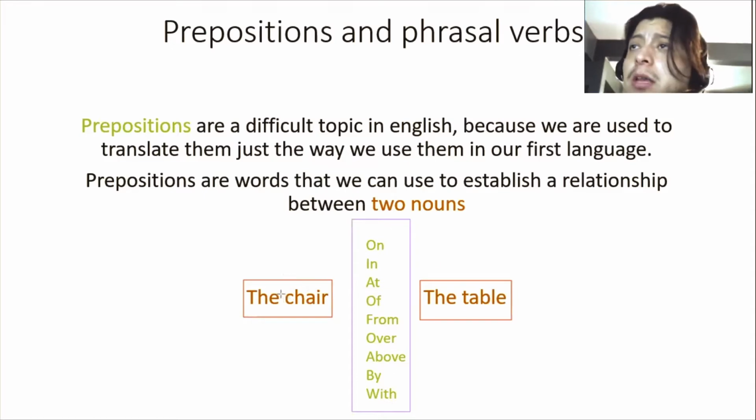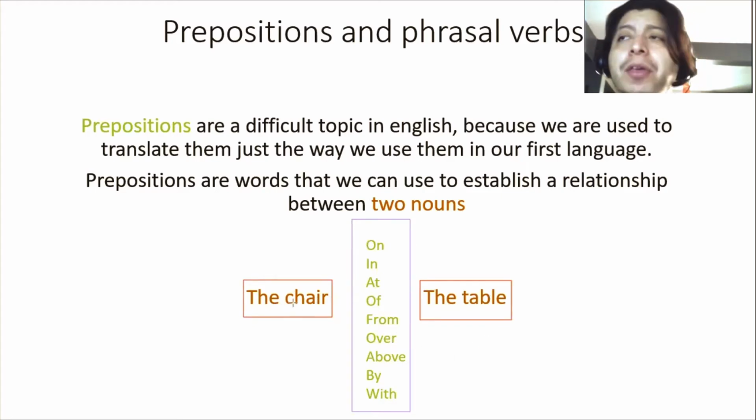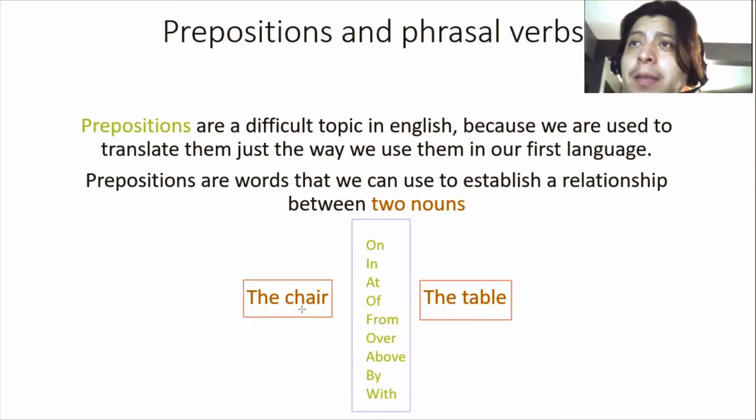Entonces yo puedo decir the chair on the table, la silla en la mesa, o sea que está encima de la mesa, sobre la mesa. The chair in the table, como adentro de la mesa, es un poco más raro, tal vez la mesa tiene cajones o algo así. The chair at the table, en la mesa, otra vez está como encima. Of the table, de la mesa, la que le pertenece a la mesa. Eran un juego, venían juntas. ¿Dónde está la silla de la mesa? The chair from the table, la silla desde la mesa. A lo mejor desarmamos la mesa y reusamos la madera para hacer una silla.